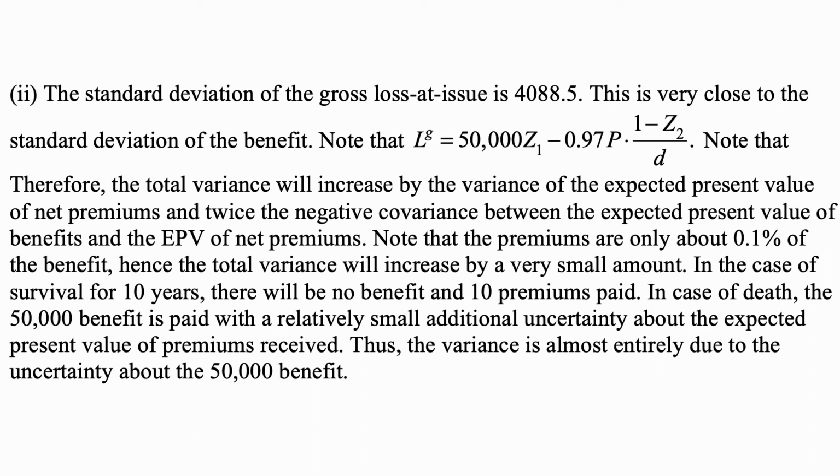For the second part, the standard deviation of the gross loss at issue is 4088.5. This is very close to the standard deviation of the benefit. Note that LG is 50,000 Z1 minus 0.97 P times 1 minus Z2 over D.